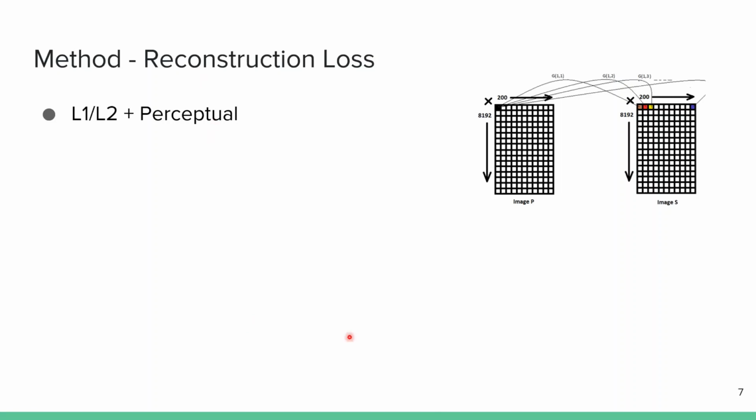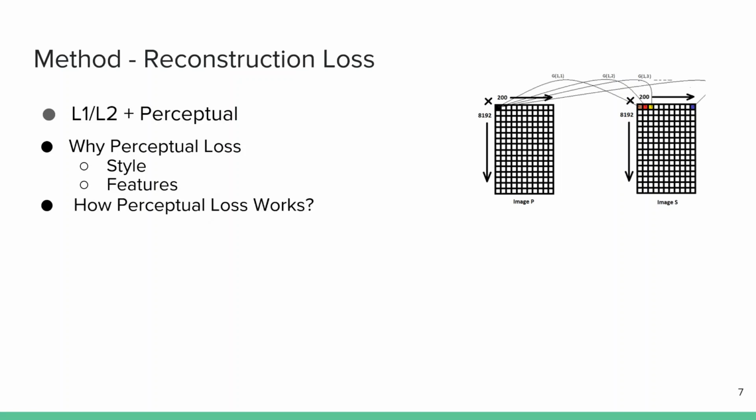It's the perceptual loss. We need to understand why we need to use the perceptual loss in the first place. The reason is that the L1 and L2 loss is not sufficient to ensure that the reconstructed image is semantically similar to the ground truth. In order to ensure that the reconstructed image contains the features and the style of the ground truth, we need the perceptual loss. Okay, next we need to see how the perceptual loss works.